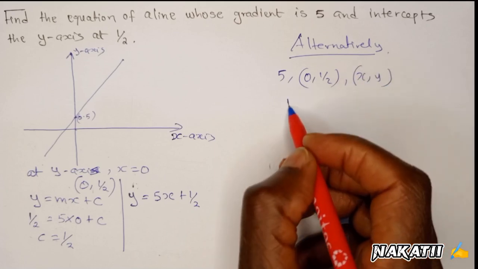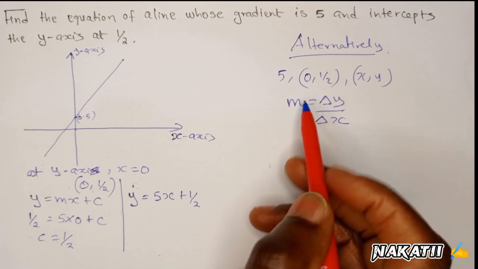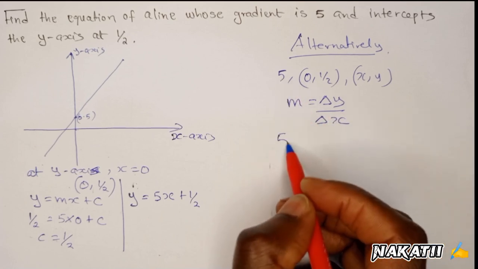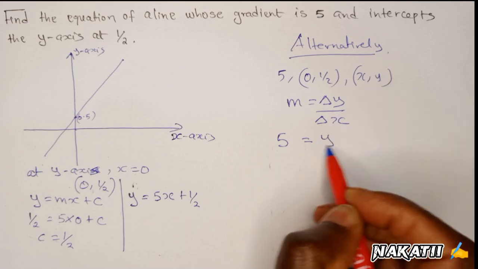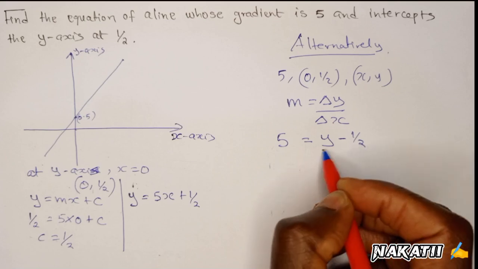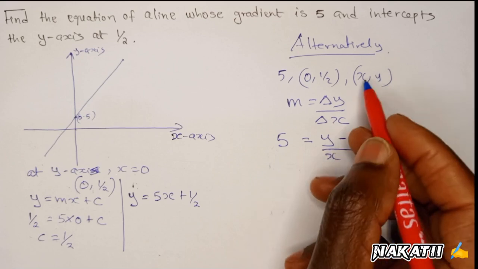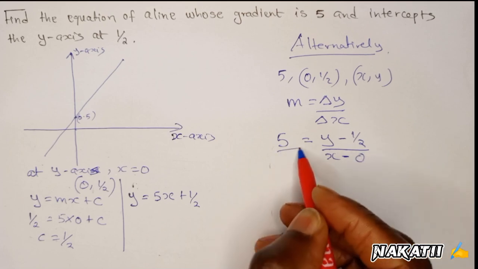So we just say gradient is change in y over change in x. So our gradient is 5, so we're going to have 5 equals change in y. We start with this one, so it will be y minus the y coordinate here, which is a half, divided by x minus the x coordinate here, which is 0. So this is the same as 5 over 1.